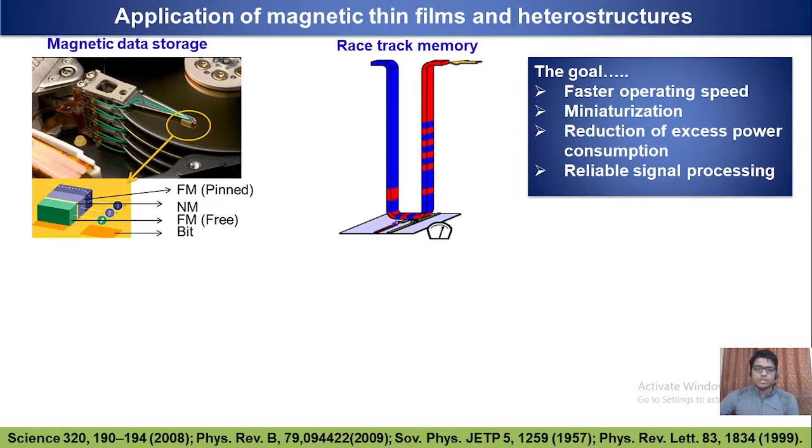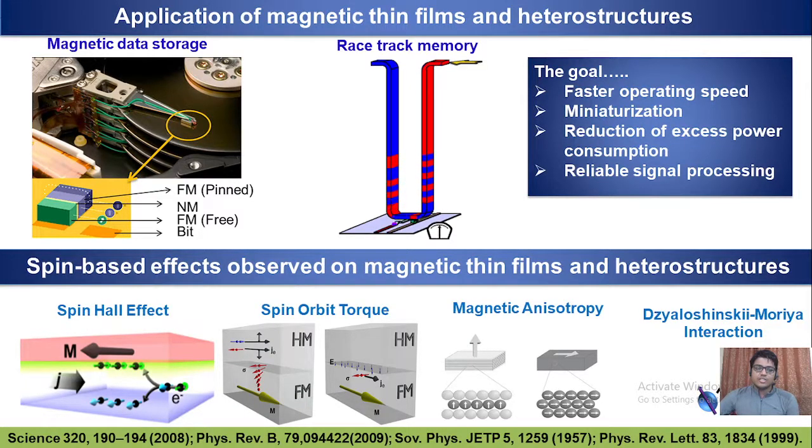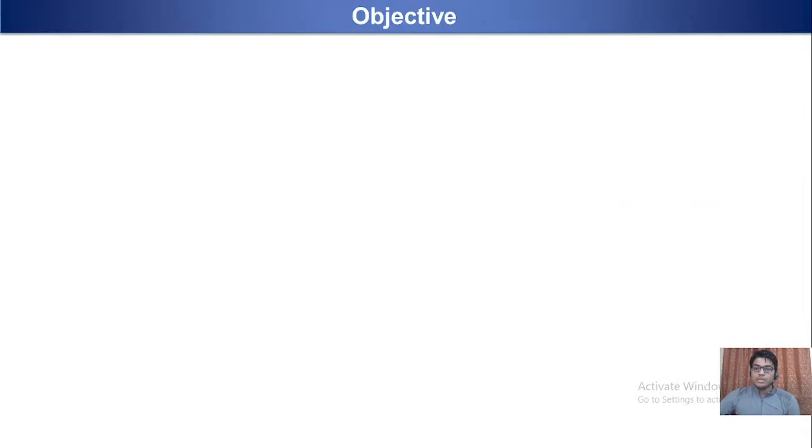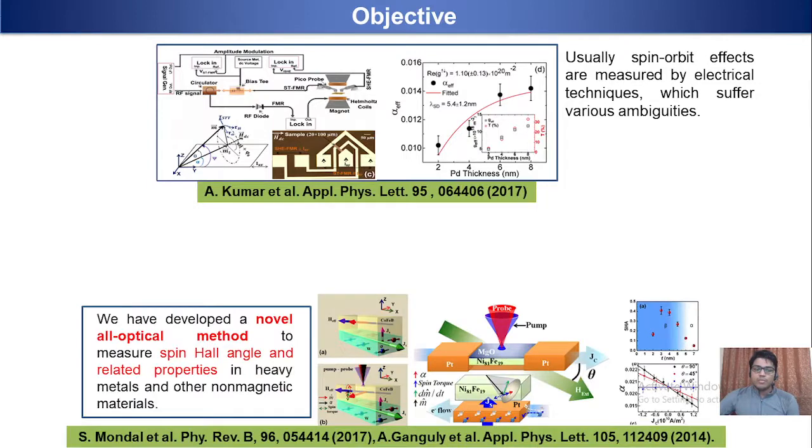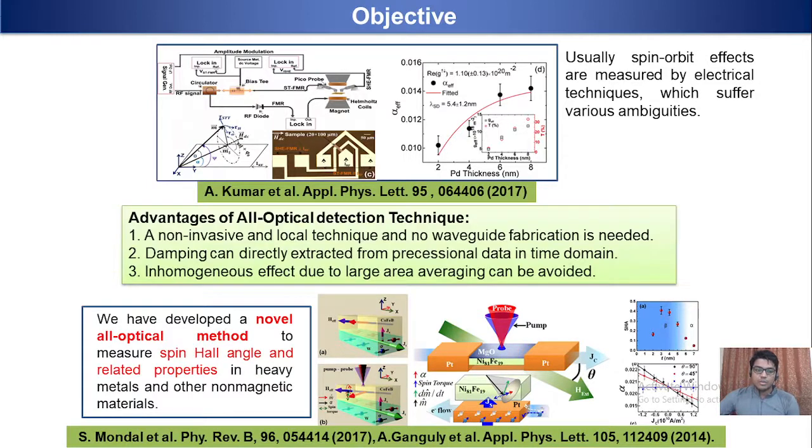Also, this type of heterostructure shows interesting spin-based effects like spin Hall effect, spin orbit torque, magnetic anisotropy, and Dzyaloshinskii-Moriya interaction. Usually, the spin orbit effects like spin Hall effect and spin pumping are measured by electrical detection techniques like spin torque ferromagnetic resonance, which suffers various ambiguities like large area averaging, which causes overestimation of the damping, and complicated microfabrication.